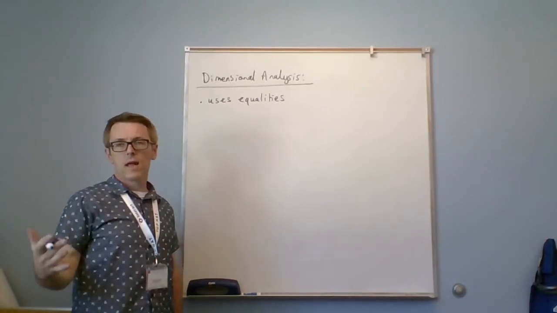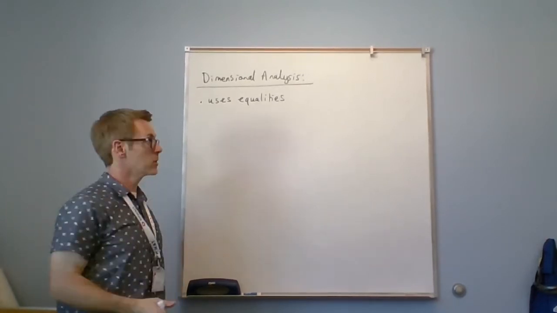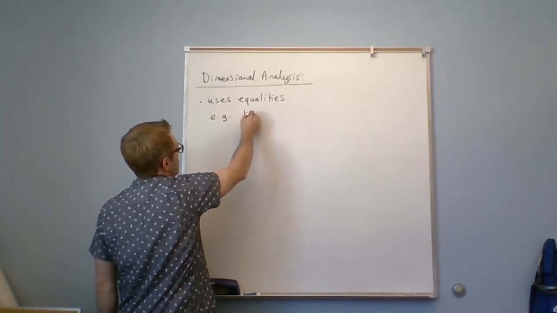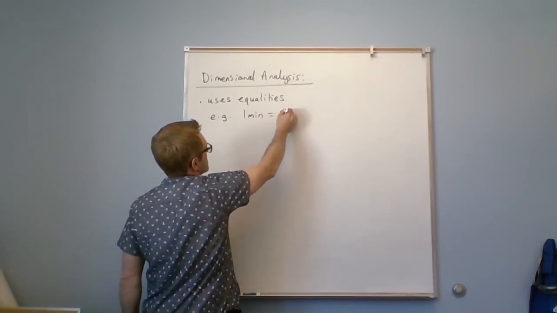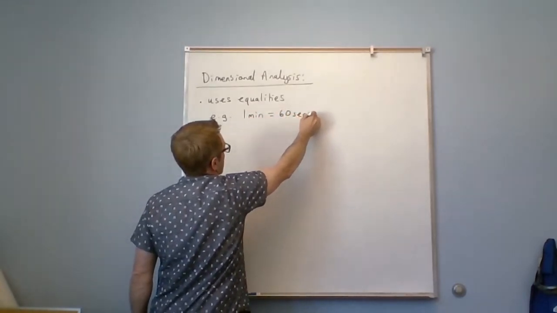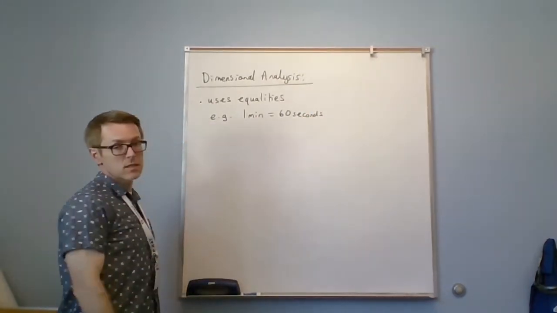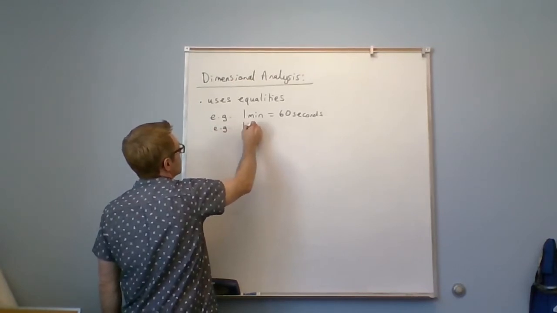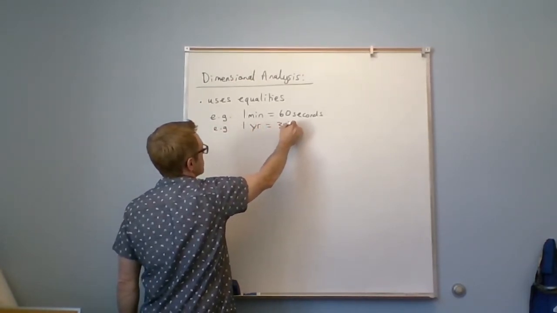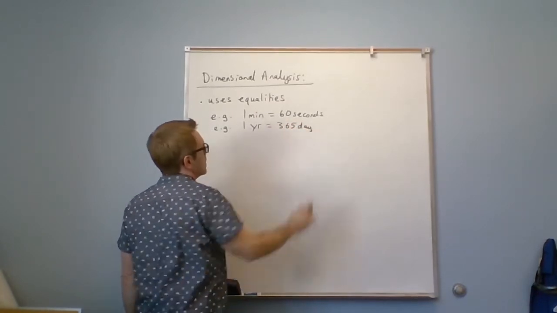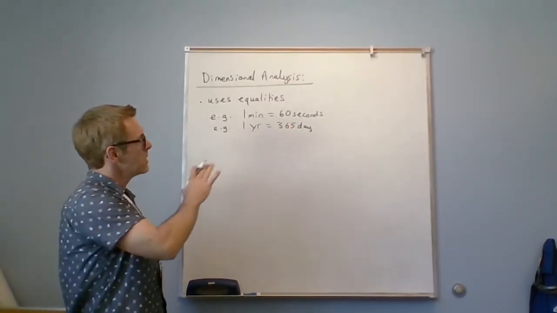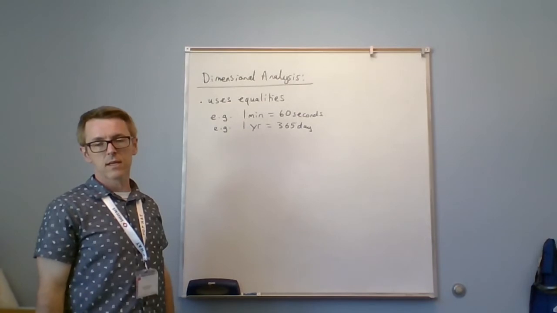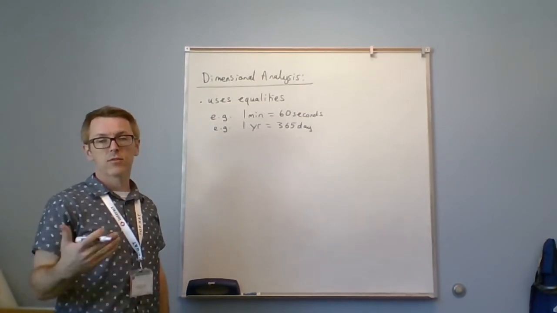Equalities are anytime you have two variables that are equal to each other. So for example, I know that 1 minute is equal to 60 seconds. So this is an equality. Another example, I know that 1 year is equal to 365 days. That's another equality. There are some equalities that you're expected to know already, and there are some equalities that you would have to be provided with.